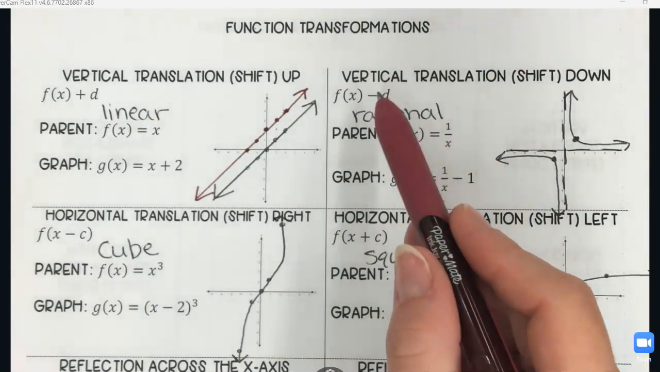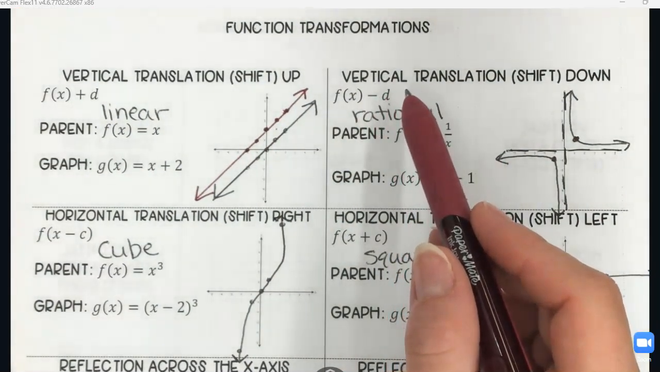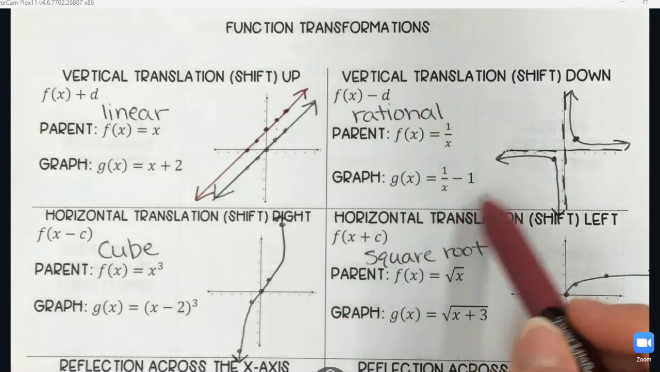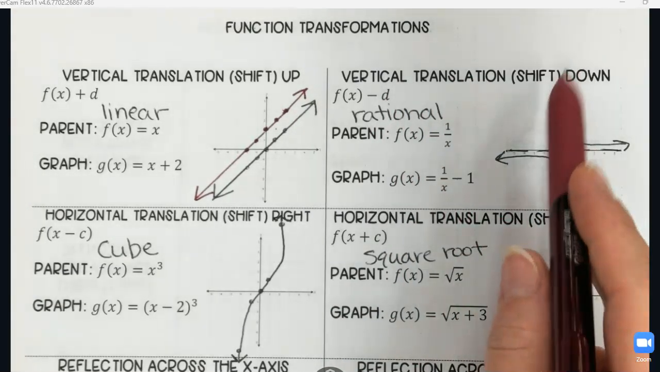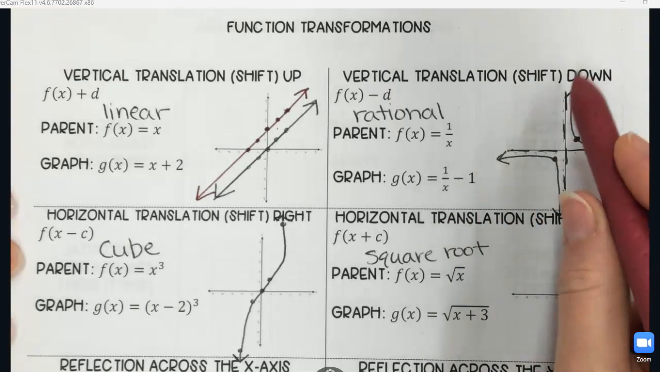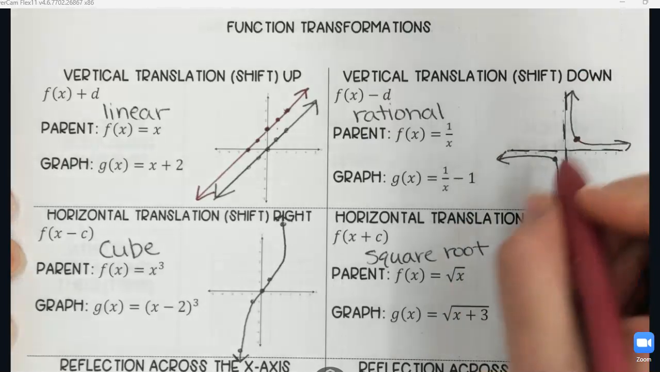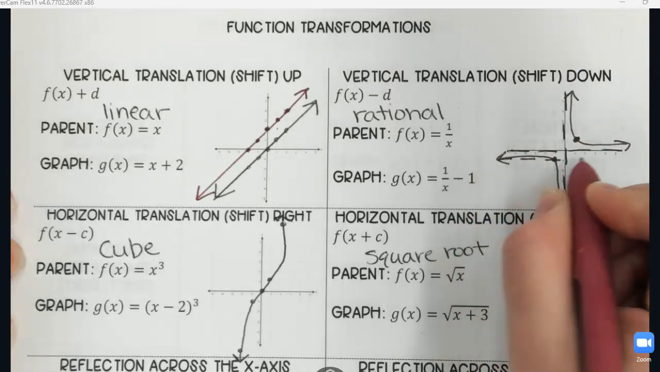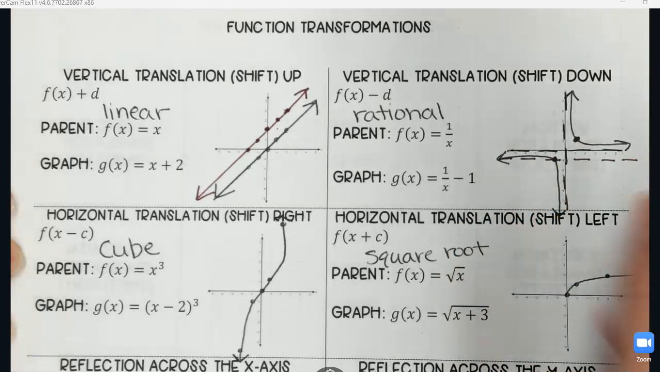Now, if you subtract on the outside, that would still be a vertical shift, but you're going to go down that many. So if I have 1 over x minus 1, that means all of this is going to shift down 1. So my vertical asymptote will not change, but my horizontal asymptote will move down from 0 to -1.